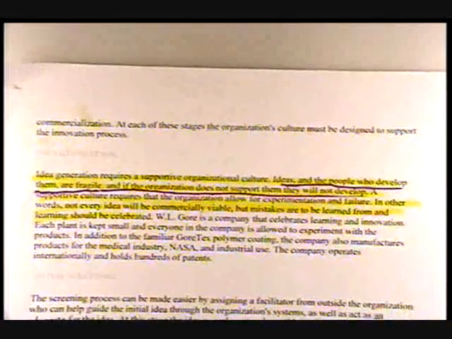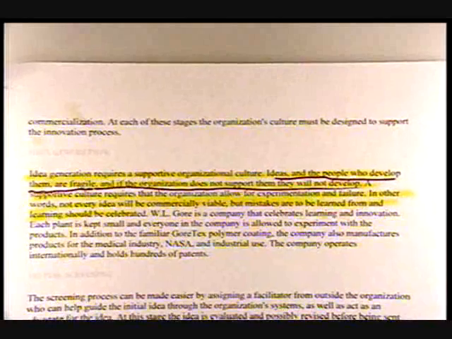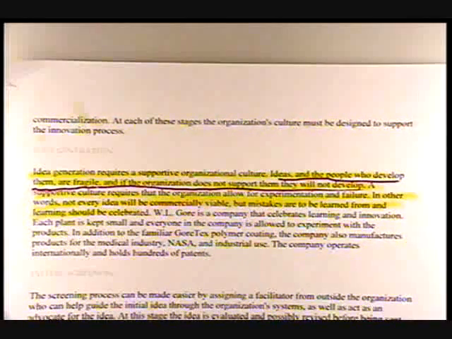This one you need to make sure you're reading it directly because it's kind of funny. Idea generation requires a supportive organizational culture. Ideas and the people who develop them are fragile, and if the organization does not support them, they will not develop. A supportive culture requires that the organization allow for experimentation and failure. In other words, not every idea will be commercially viable, but mistakes are to be learned from, and learning should be celebrated. Okay.